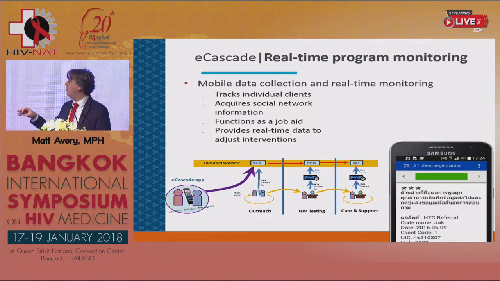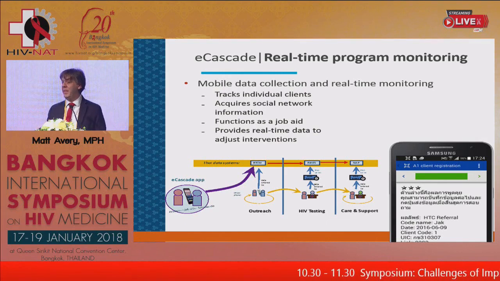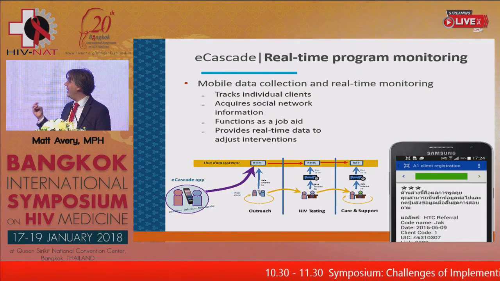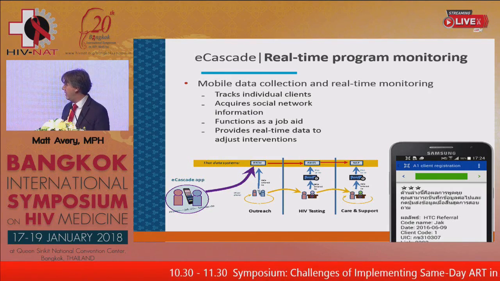The application helps us to track individual clients by unique ID code across all of the stages of the cascade, so we can see where people are being retained and where they are falling out of the cascade. It functions as a job aid. So for instance, it helps our outreach workers to follow a specific SOP when they are interacting with people in the field and make sure that individual clients receive the messages and information they need based on their specific risks. And it provides real-time data so that we can adjust our interventions based on what's working, what's not working, where people are falling out of the cascade.